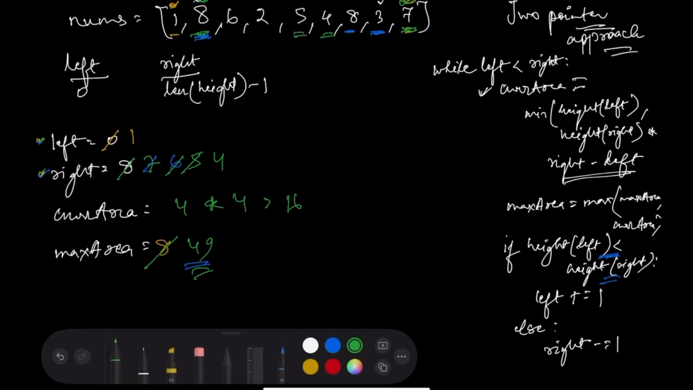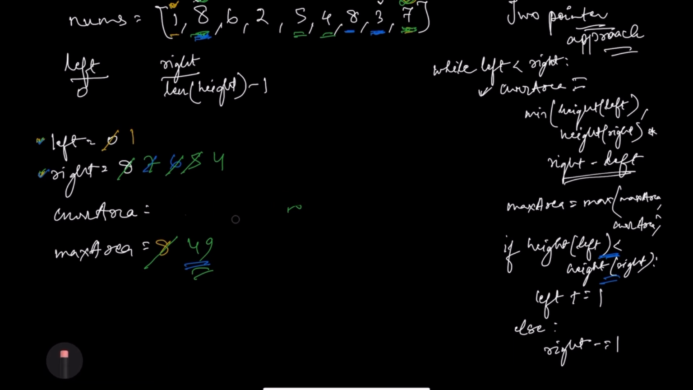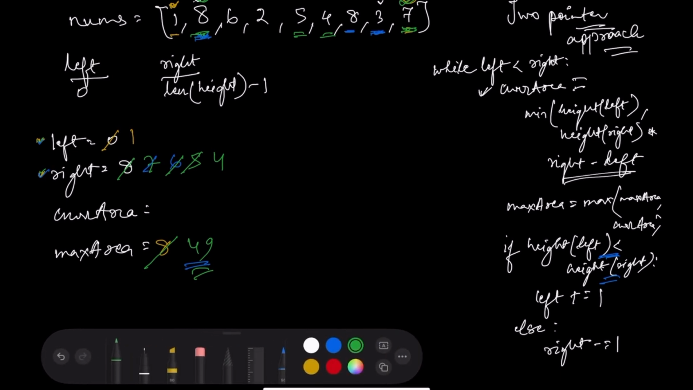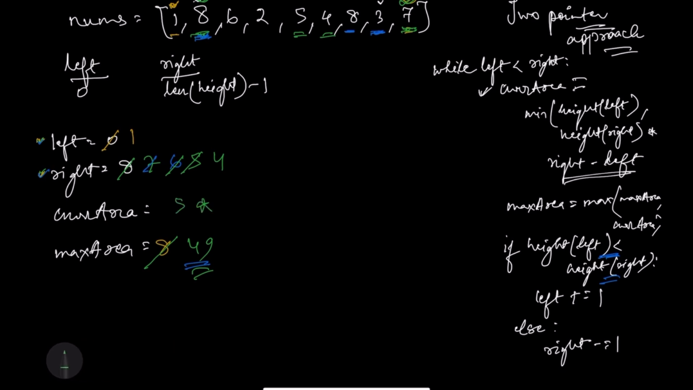Now what will happen? Now between 5 and 8, 5 is small. We have to find the minimum height. Then we have to multiply it with the width, which would be right minus left. 4 minus 1 is 3. So that would be 15. It is still smaller than 49, so we will not update maximum area. And as our 5 is smaller than 8, we will update our right. So from 4 it will come to 3.